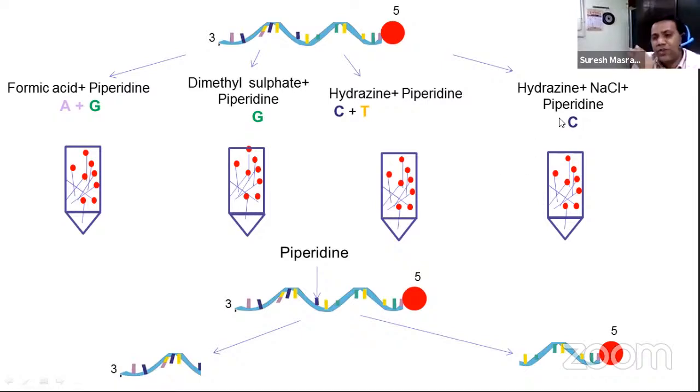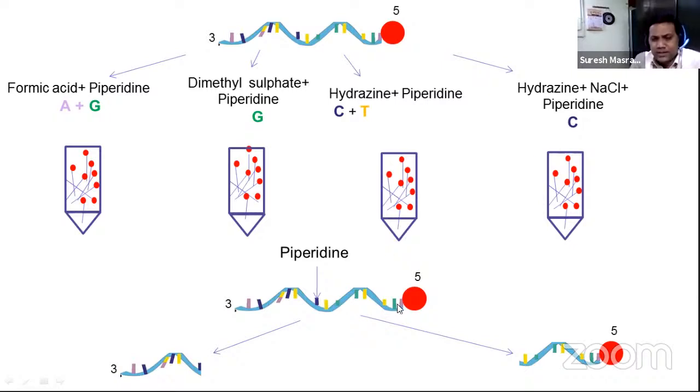In the fourth, we add hydrazine along with sodium chloride. If sodium chloride is present, then only cytosine is affected and not thymine. It carries out the cutting of the single-stranded DNA fragment into two fragments, and here we ensure that cutting takes place at the level of cytosine only.